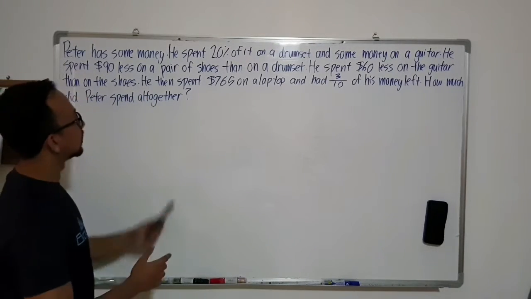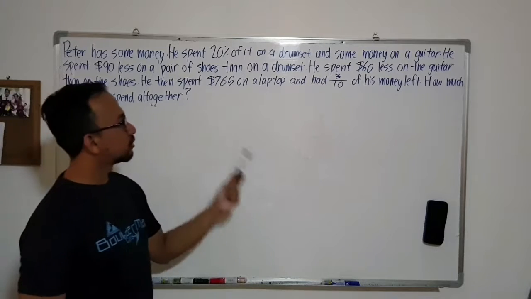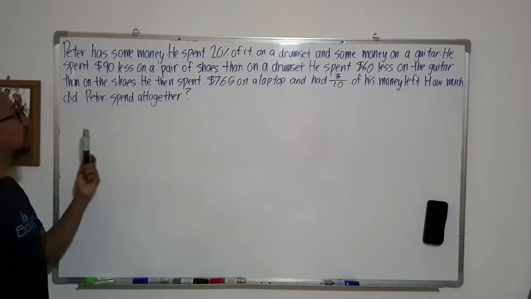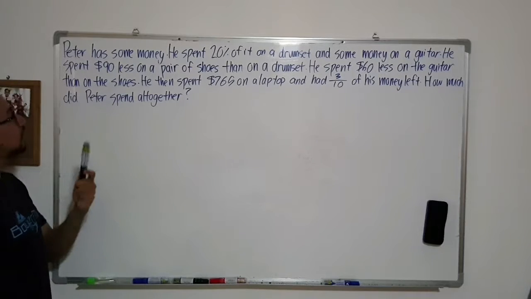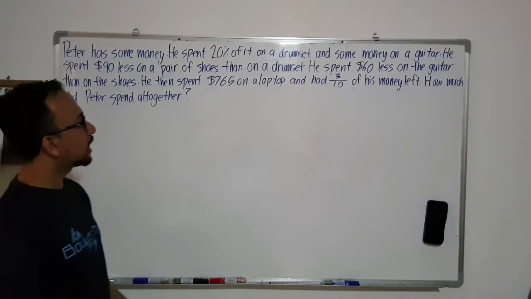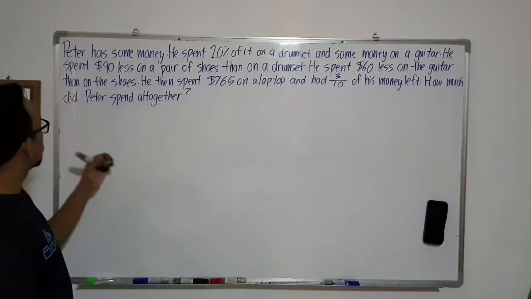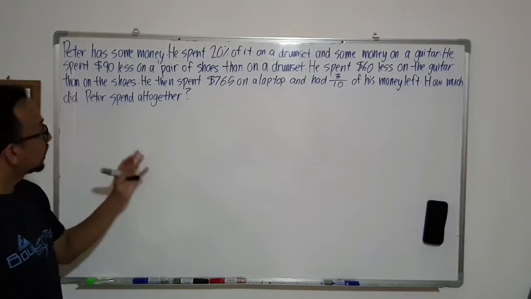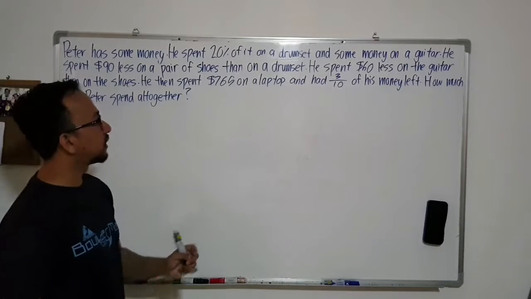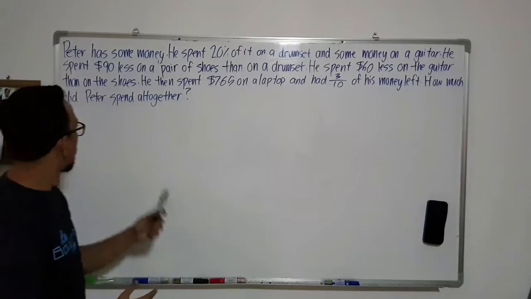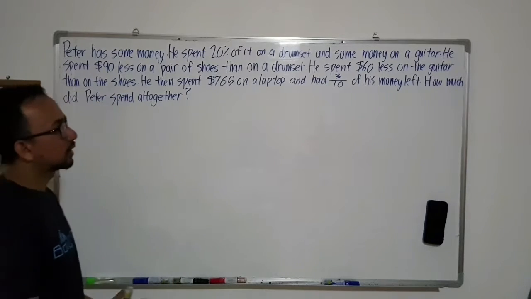Peter had some money. He spent 20% of it on the drum set and some money on the guitar. He spent $90 less on a pair of shoes than on a drum set. He spent $60 less on the guitar than on the shoes. He then spent $765 on a laptop and had 3/10 of his money left. How much did Peter spend altogether?